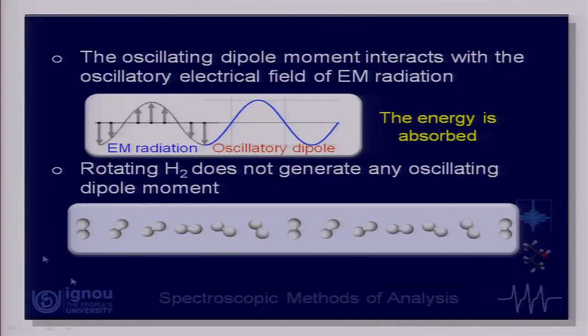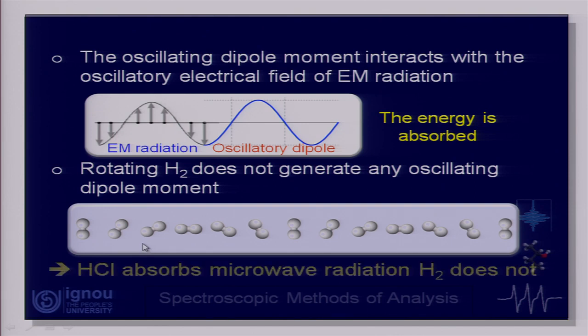Now, let us take a second example. Suppose instead of HCl, I take a hydrogen molecule. The two atoms are identical, it is a homonuclear diatomic molecule. When that rotates, to begin with, there is no dipole moment. As it rotates, there is no dipole moment at all. None of these orientations have any dipole moment. So this molecule of H2, that is the hydrogen molecule, does not interact. The rotational motion of this does not interact with the microwave radiation. So, we say that HCl absorbs microwave radiation, whereas H2 does not. Or in other words, HCl is microwave active, hydrogen is not.